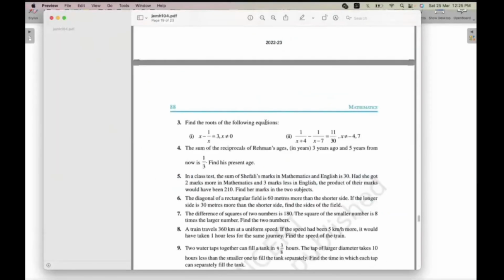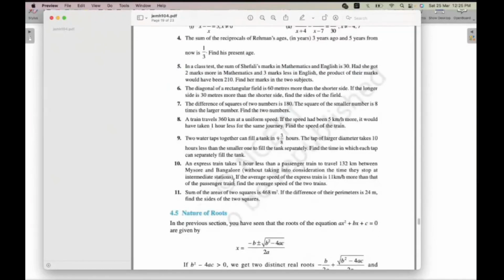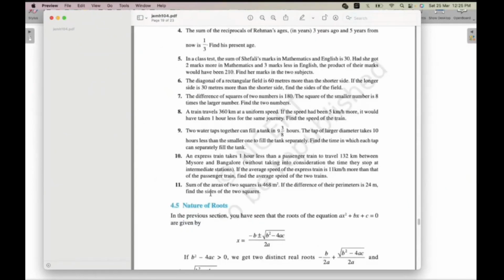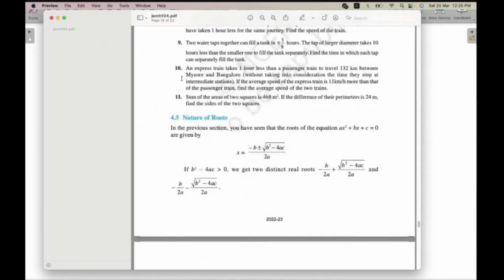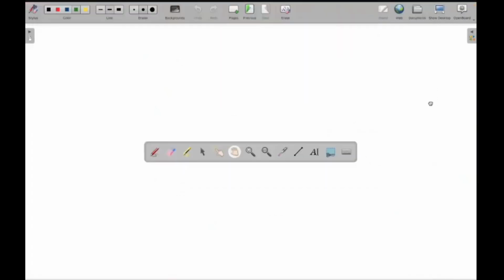Now I will just look at one of the word problems and then try to see if I can solve one of these. Let's look at this. It's saying an express train takes 1 hour less than a passenger train to travel 132 kilometers between Mysore and Bangalore, without taking into consideration the time they stop at intermediate stations. If the average speed of the express train is 11 kilometers per hour more than that of the passenger train, find the average speed of the two trains. Okay.